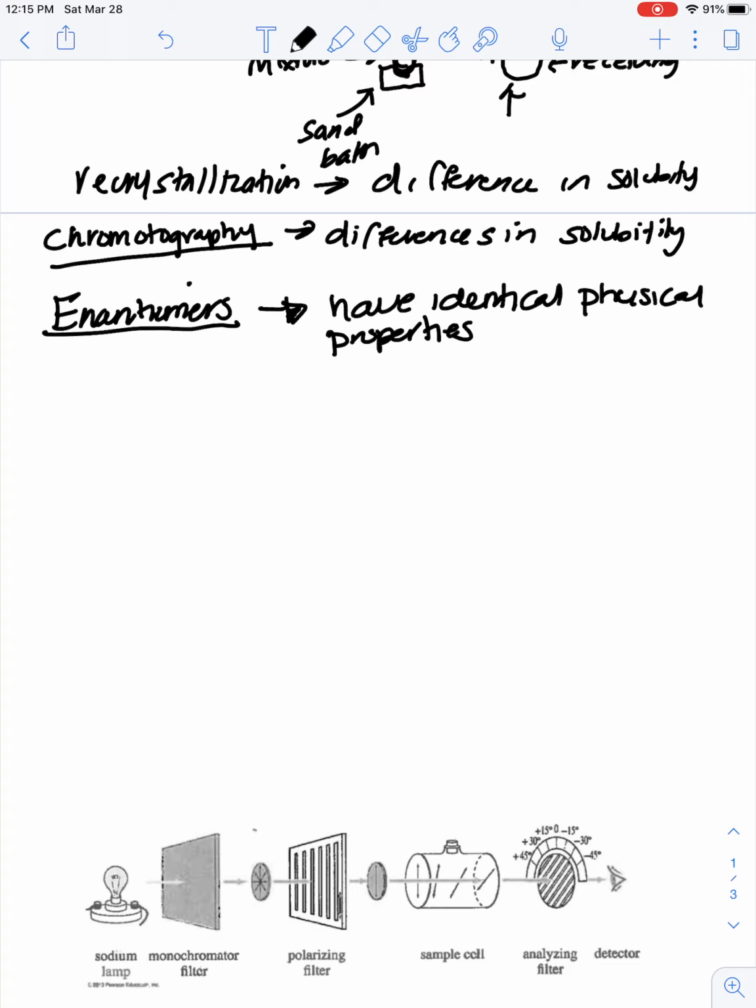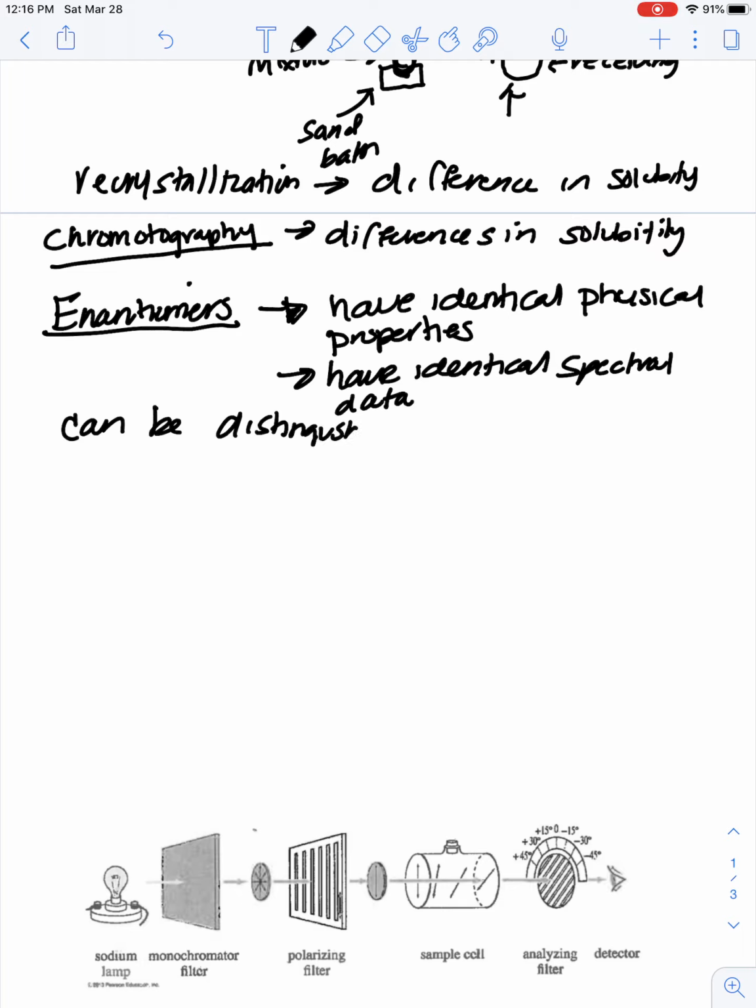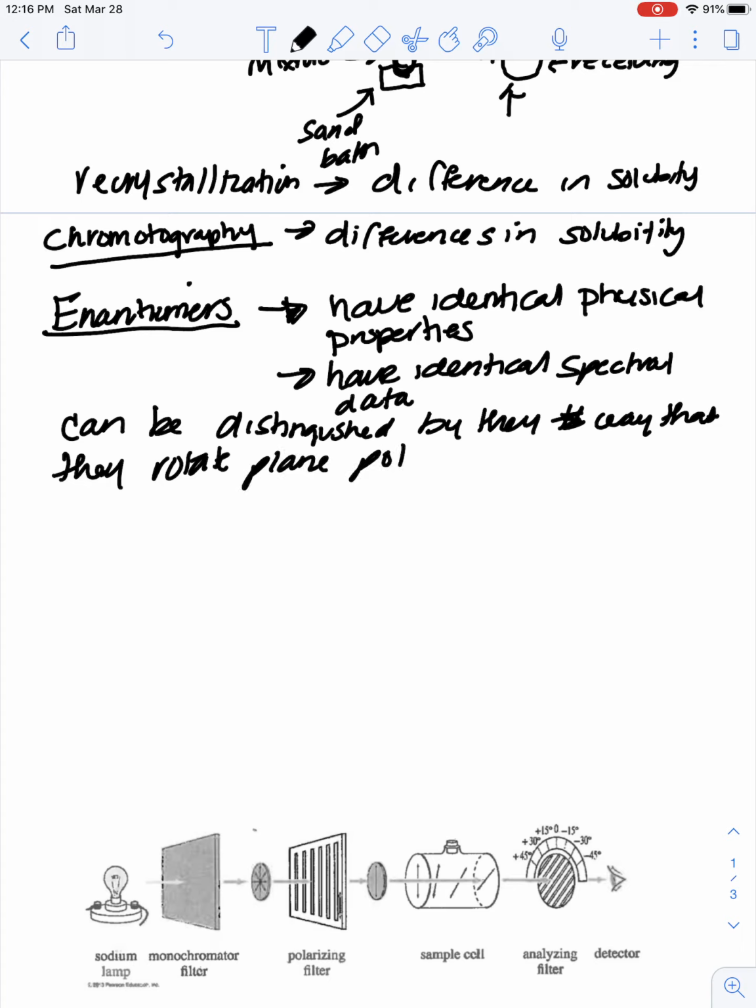Another thing with enantiomers, they're also going to have identical spectral data. So something like IR, NMR, mass spec would look the same for both enantiomers. So the only difference with enantiomers is that they can be distinguished by the way that they rotate plane polarized light. And this is called optical activity.